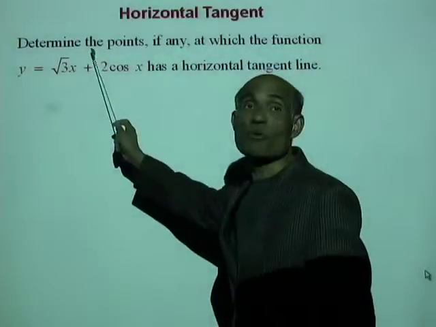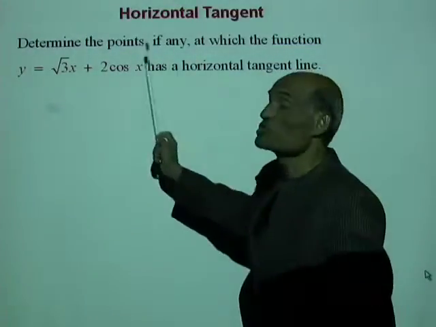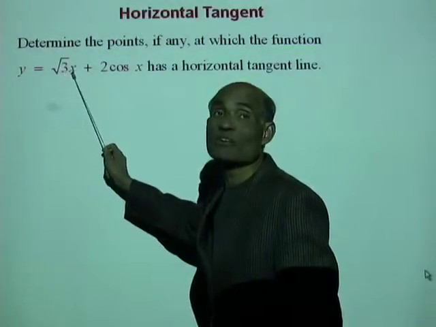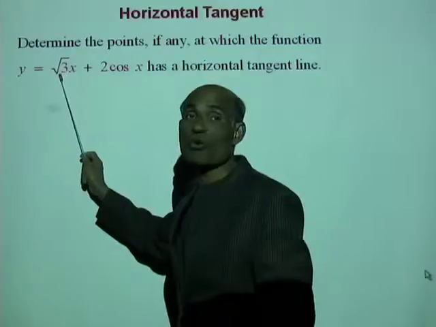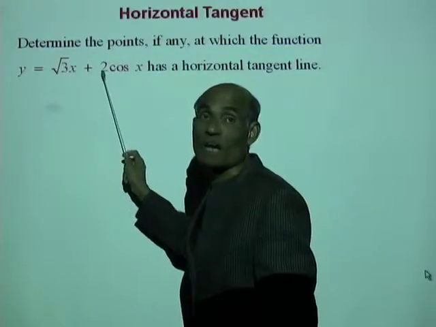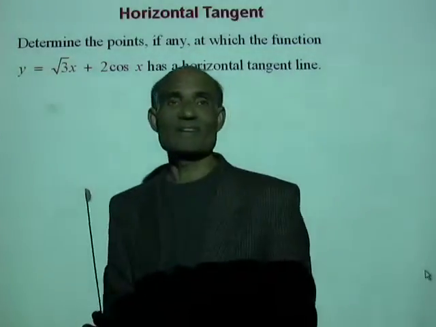Now, let's do a problem. Determine the points, if any, at which the function y equal to square root 3x. Now, don't read it as square root 3x. Square root 3 times x plus cos x has a horizontal tangent line.